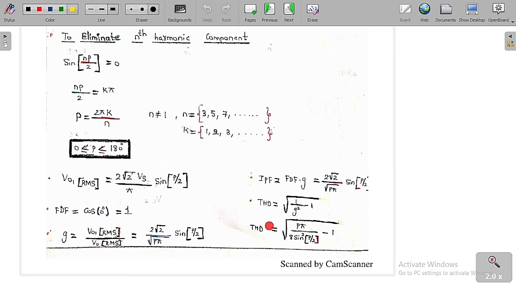And if you want to find the value of the THD, total harmonic distortion, it is equal to under root of (1 by G) whole square minus 1. You know the value of G, substitute here, and if you do the simplification, finally you are going to get the total harmonic distortion equal to this value.